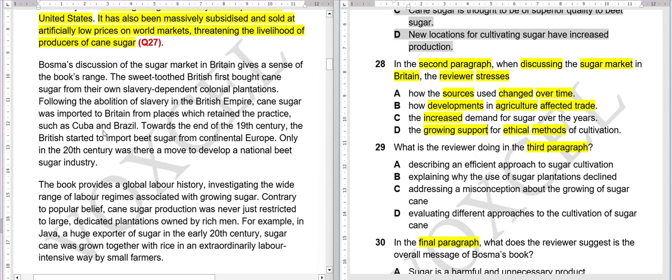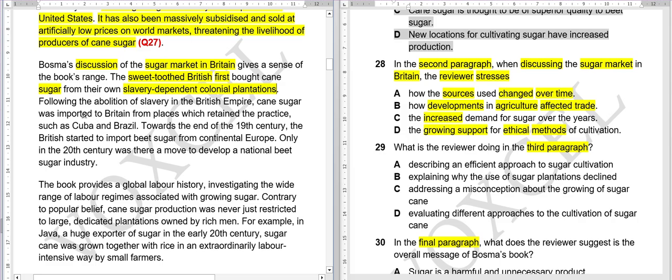Let's read the second paragraph. Bosma's discussion of the sugar market in Britain gives a sense of the book's range. So they are talking about the sugar market in Britain. Obviously, we are talking about that. The sweet-toothed British first bought cane sugar from their own slavery-dependent colonial plantations. Sweet-toothed means people who like sweet dishes, it's an idiom. If somebody says I have a sweet tooth, they mean they like desserts. So they bought cane sugar from their own slavery-dependent colonial plantations.